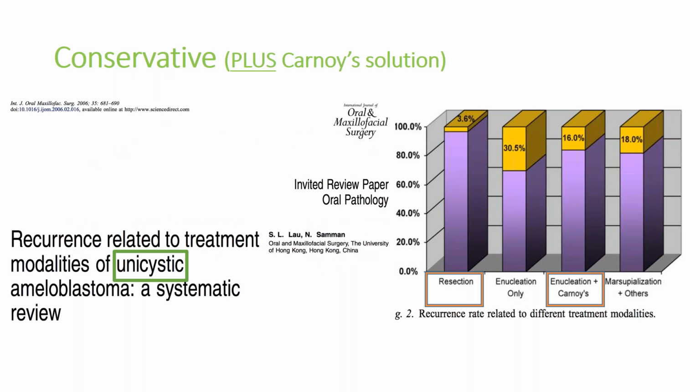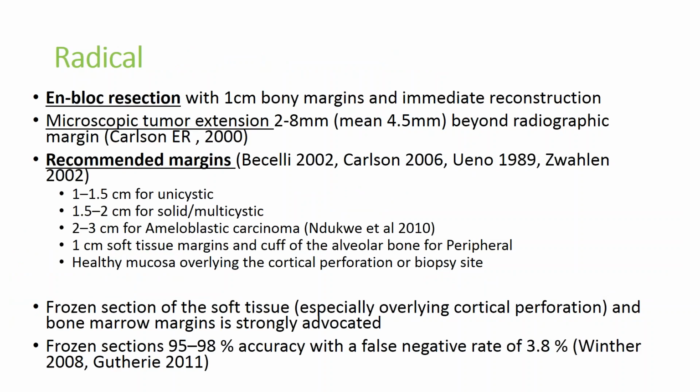So this is an interesting paper from Hong Kong, which looks at use of modalities in unicystic. So all these options are valid for unicystic, but enucleation with additional carnoy's showed the least recurrence. Generally, radical method is advised with 1 centimeter bony margins. I've put a few references here, and that's the range; it can all be argued as to what you would like to do in your center, with the aim of clearing the disease.